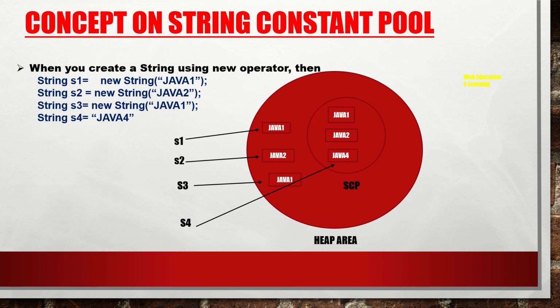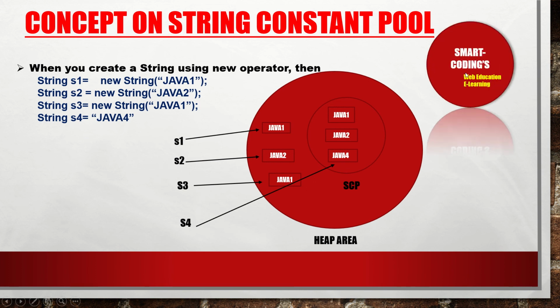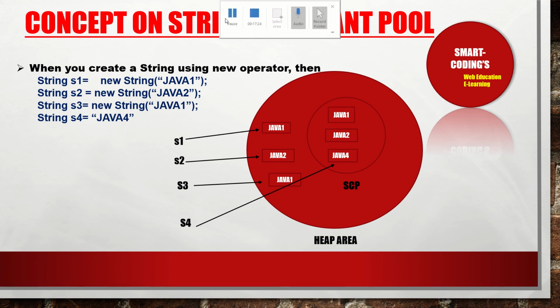Let's move on to the next. When you create a string using a new operator, suppose String s1 = new String("java1"). As you can see here, s1 is a reference variable of string type, and we are creating a string object called java1 with the string class, but with the new operator. I'm not saying anything about string buffer now. Because of new, this java1 will be created first in heap, then in SCP. See, two objects will be created separately. It is the same for s2, and java1 is pointed to by s1.